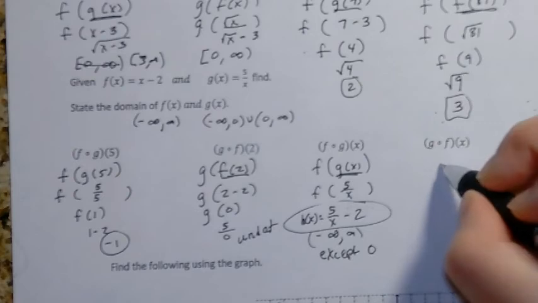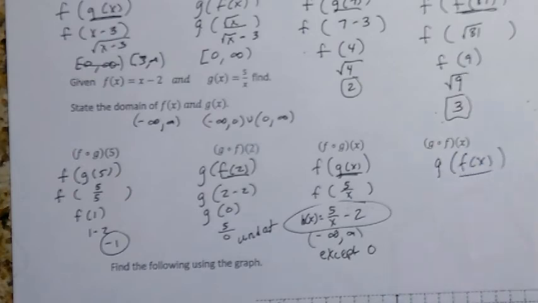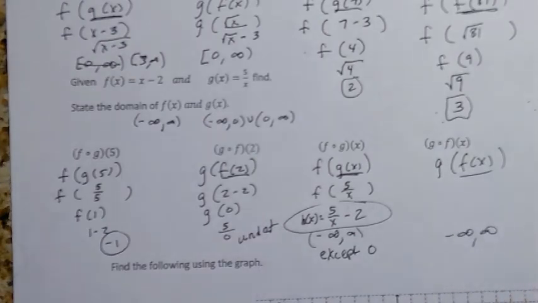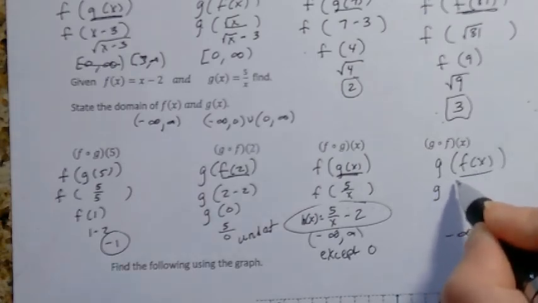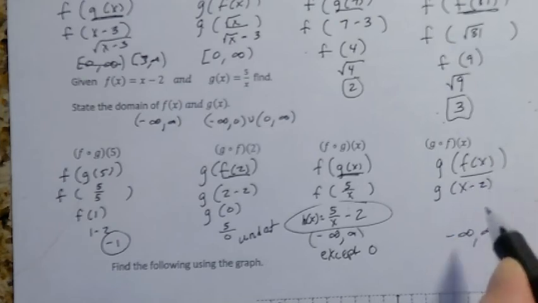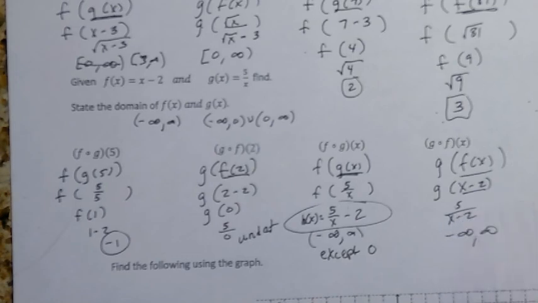Okay, let's find g of f of x. So my domain is going to come from the inside part here. So my domain is going to be negative infinity to infinity. Now I might have to tweak that in a moment if we have something where the x moves to the denominator. So I'm going to put the f function here, which is x minus 2. And now I'm going to put this in place of the x in the g function. So I have 5 over x minus 2.